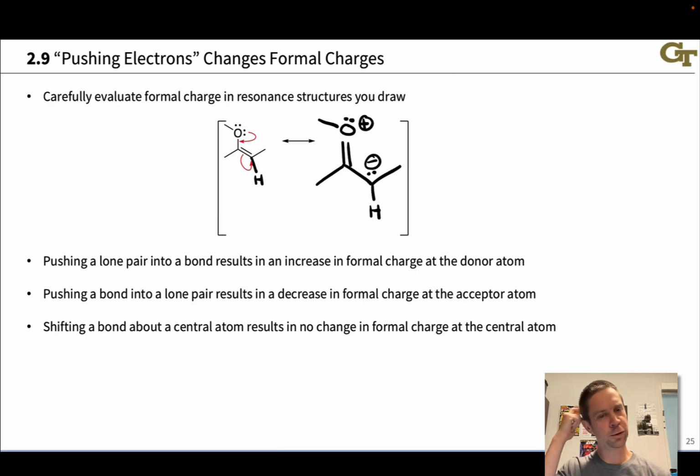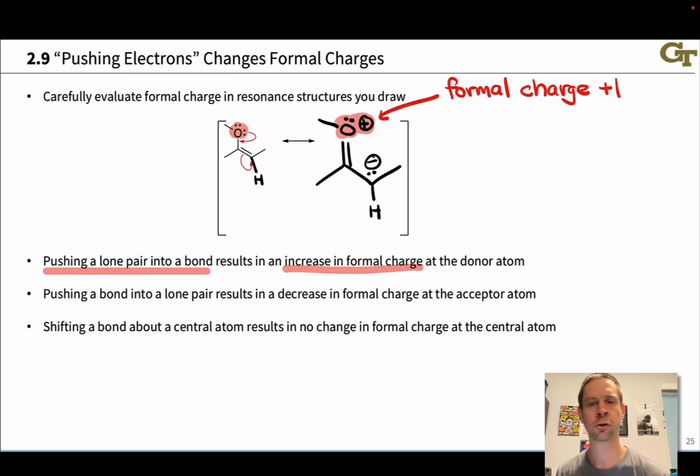All right, so what are we noticing here? Let's focus on the start of the electron flow first. Pushing a lone pair into a bond, taking this pair of electrons and pushing it into a new bond, results in an increase in formal charge at the atom that donated the lone pair, in this case oxygen. So we can see, for example, that the oxygen starts neutral in the initial structure and in the generated resonance form now has positive charge. The formal charge has increased by 1 unit. And this is really just a consequence of the electron accounting and how we think about formal charge.